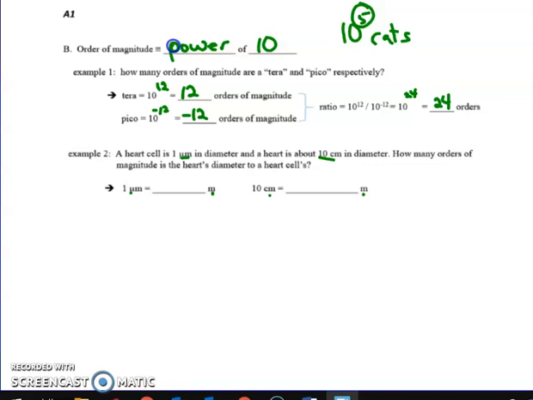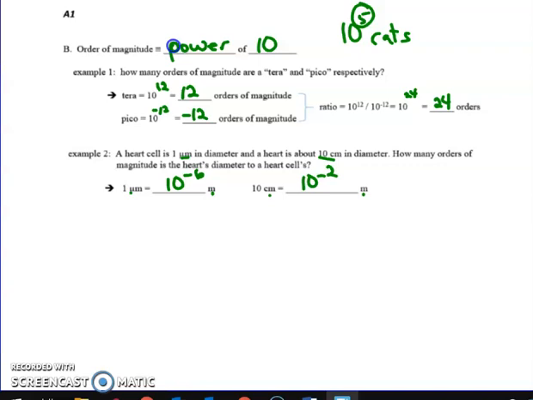So 1 micro, look up micro on the reference tables. We did it earlier. That's 10 to the negative 6. So that's simply 10 to the negative 6 meters, or 1 times 10 to the negative 6. Centimeter is more standard. Is it even on the reference tables? Oh, it is. That's nice. So that's 10 to the negative 2. A hundredth of a meter.